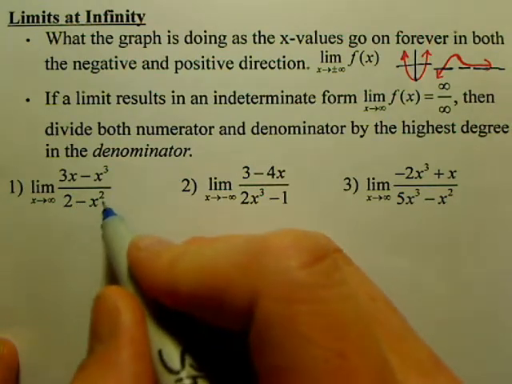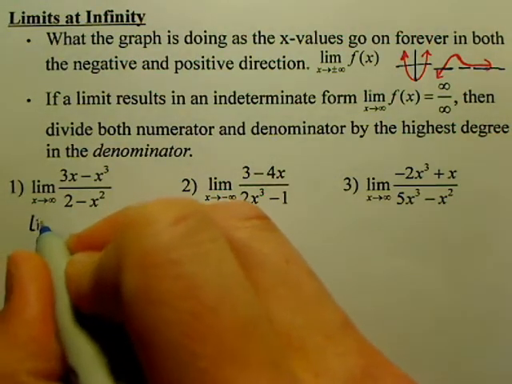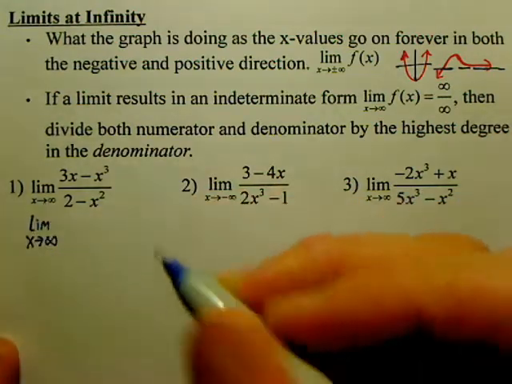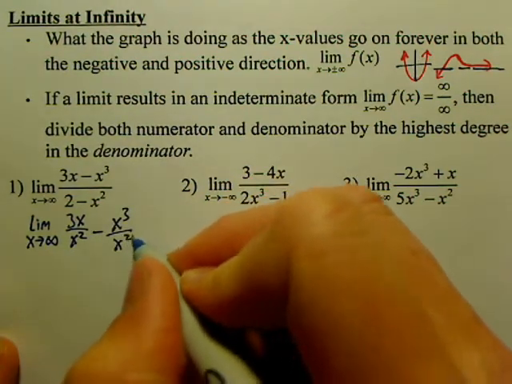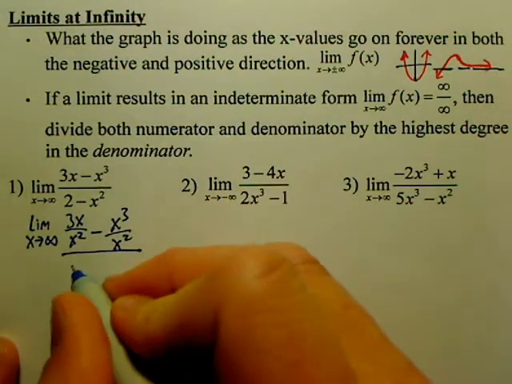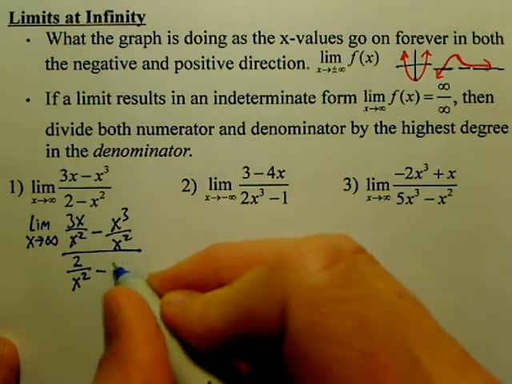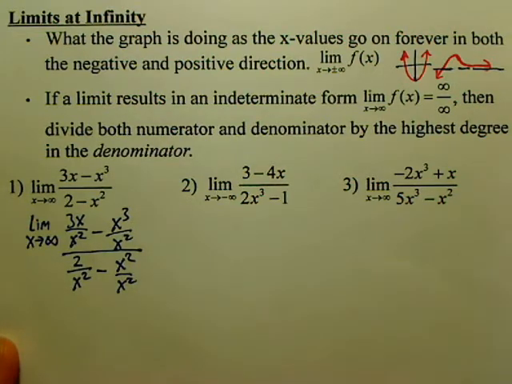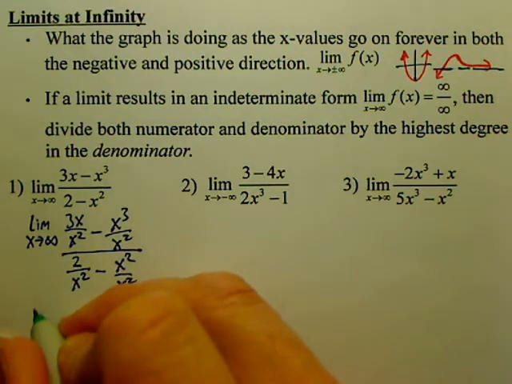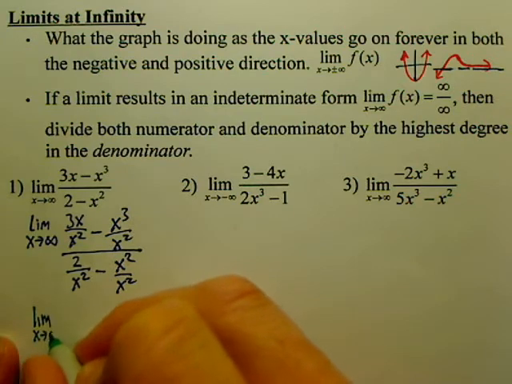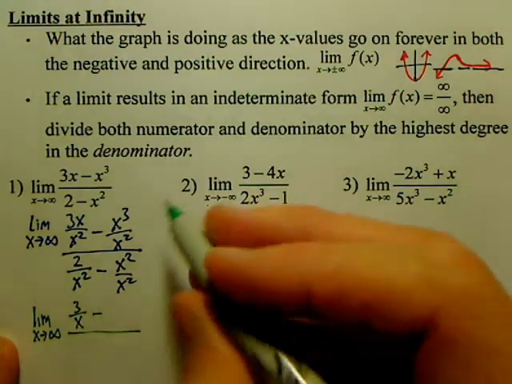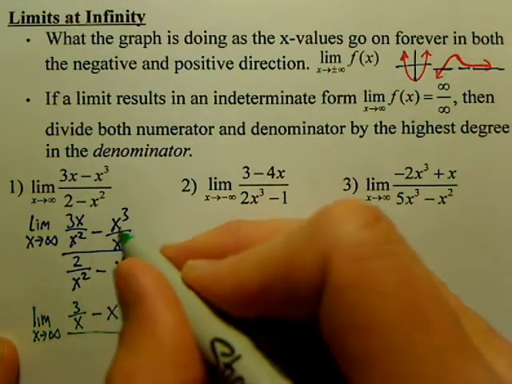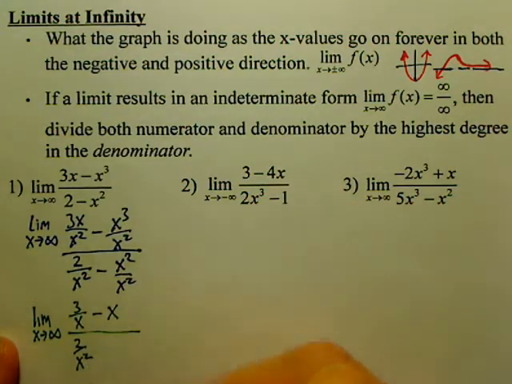So look at the denominator, what's the highest degree? I see x squared. So I'm going to take the limit as x approaches infinity, same thing, but I'm going to take 3x and divide it by x squared. I'm going to take the x to the third divided by the x squared. Remember, the highest degree in the denominator. I'm going to take the 2 divided by x squared and the x squared divided by x squared. Now you have the limit as x approaches infinity. When you reduce this, you get 3 over x minus, this one you'll get simply x. When you simplify this, you have 2 over x squared. When you simplify this one, you get 1.